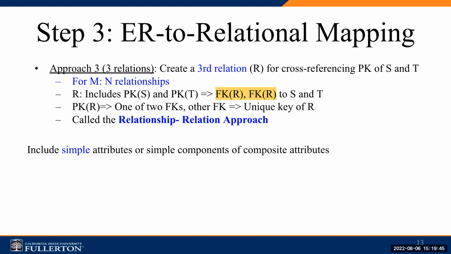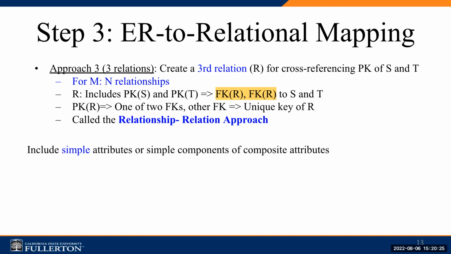The third approach involves creating a third relation. So this is in addition to S and T, where you're going to cross-reference the primary keys of both the tables. And this approach is particularly used for M:n kinds of relationships. And you would include the primary keys of both the relations into the third relation as foreign keys to S and T.